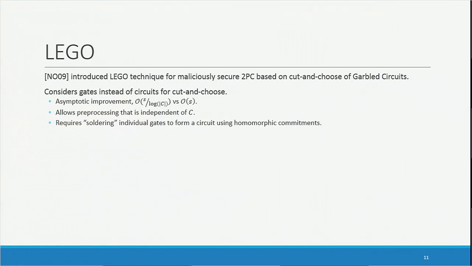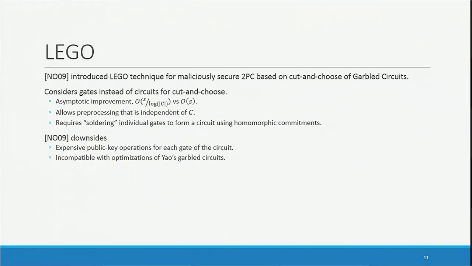It works by the constructor, instead of garbling circuits, garbling a lot of gates. And then we have a mechanism to put them together into a final circuit. This is what allows the preprocessing to be independent of the function, because you just garble a lot of AND gates. And as I said, this requires a technique called soldering to put these together, and we realize this using homomorphic commitments.